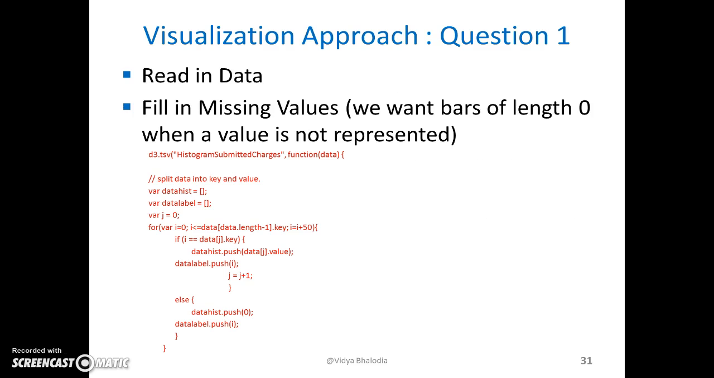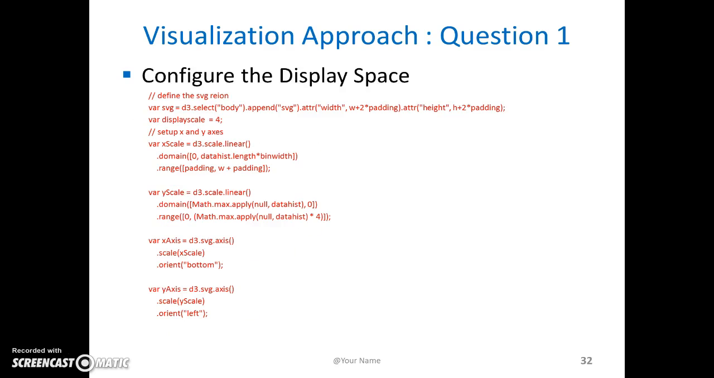Now, to visualize the first question, we're creating the histogram, as you recall, of the submitted charges to Medicare. We're going to read in the data. Pig does not include values that have 0 counts, so we need to fill those so that we have a continuous histogram where there are gaps. We loop through and match what our count is to what's in the Pig file.